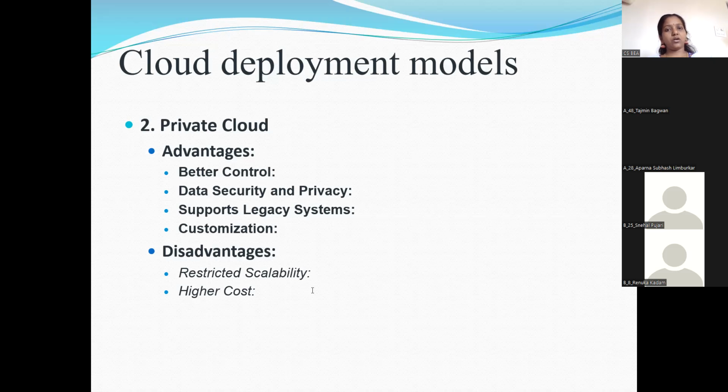Then higher cost. Higher cost is what? Due to some benefits you would receive, your investment will be higher than the public cloud. You pay for software, hardware, staffing, etc. Whatever you require, according to that you have to pay. Pay per use charges may be a little bit more in case of the public clouds.